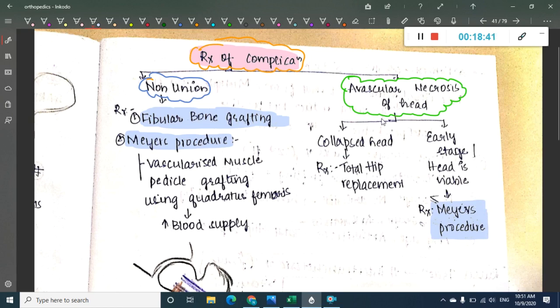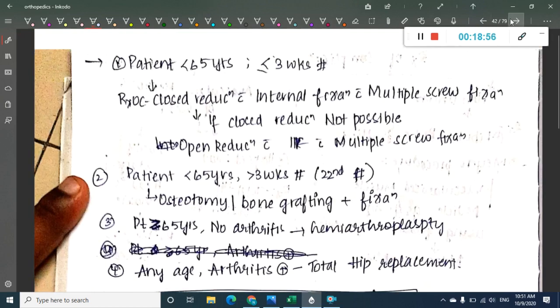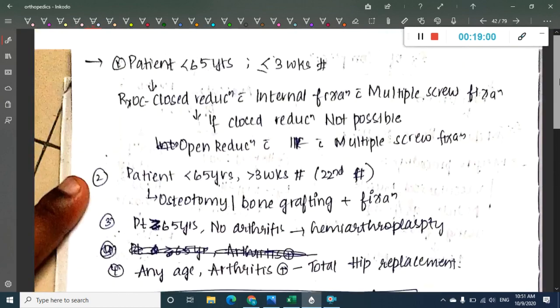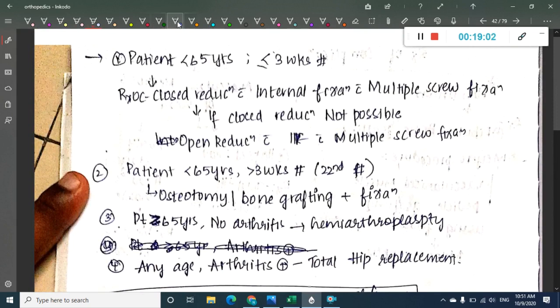But if the head has already collapsed, then there is no way to do anything else. We will have to do total hip replacement, where we replace the head of the femur with a prosthesis, and the acetabulum is also replaced with a prosthesis. Now we will see what should be done.